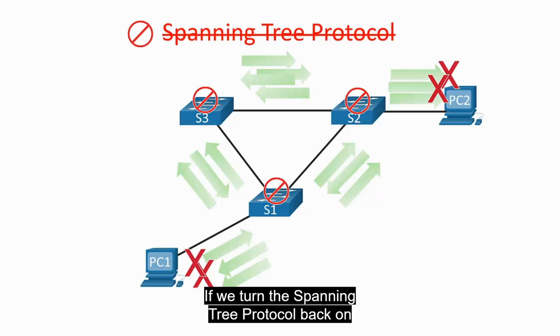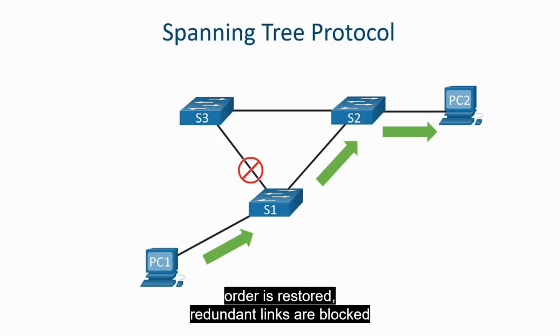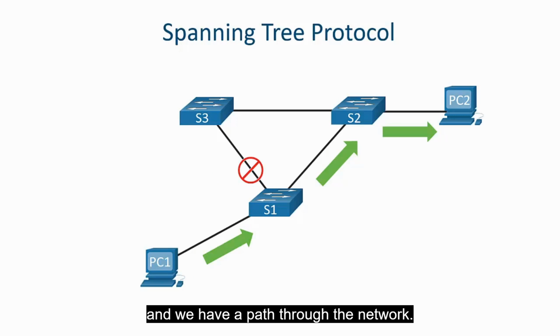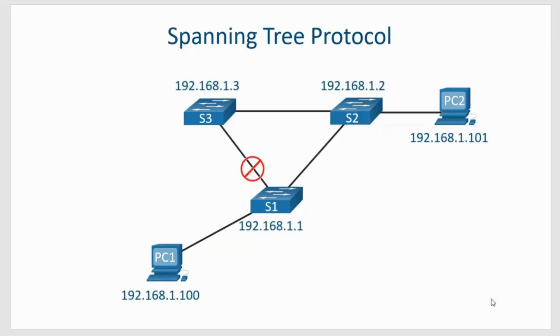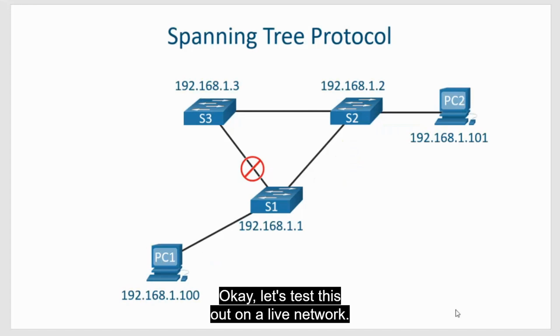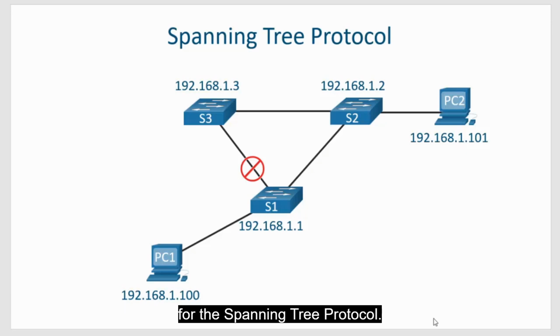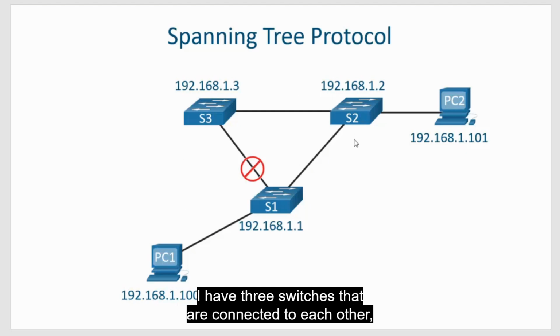If we turn the spanning tree protocol back on, order is restored, redundant links are blocked, and we have a path through the network. Okay, let's test this out on a live network. I set up my home network to mimic the topology for the spanning tree protocol. I have 3 switches that are connected to each other, creating a loop or redundancy in the network.